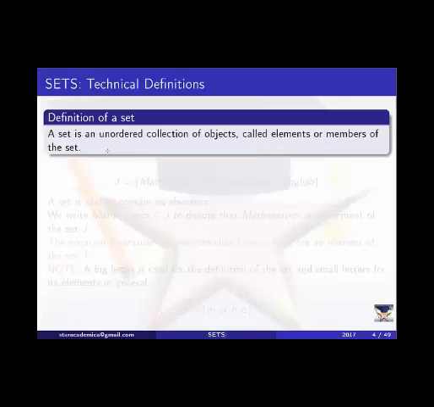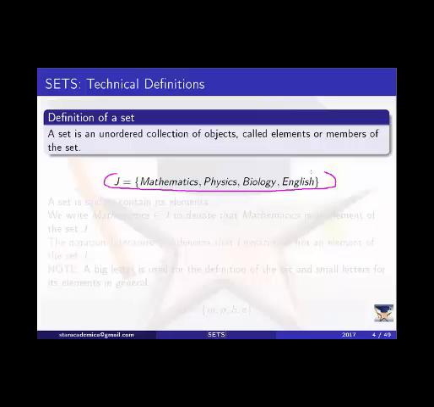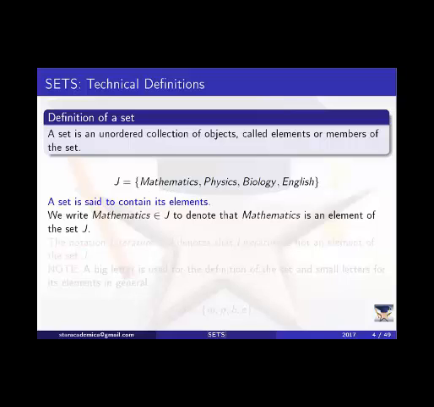Let's be more specific. Mathematically speaking, a set is an unordered collection of objects called elements or members of the set. So we go back to John's classes. Let us use J. The names for sets are capital letters like J or A or B. In this case, we prefer J. So J equals curly braces, in between mathematics, physics, biology, and English. A set is said to contain its elements, so the elements belong to the set.